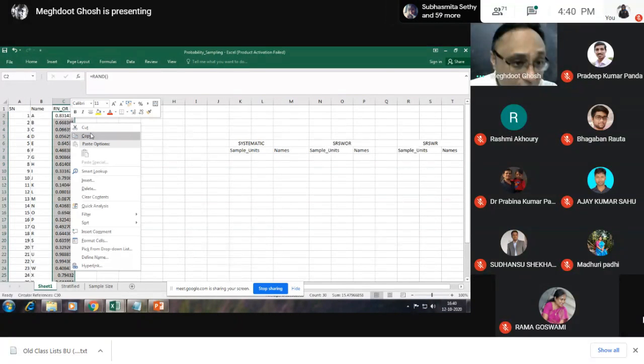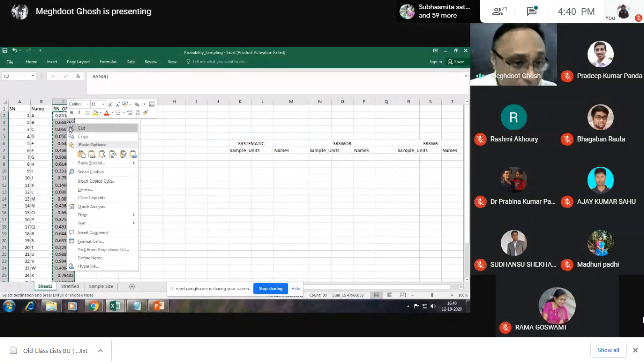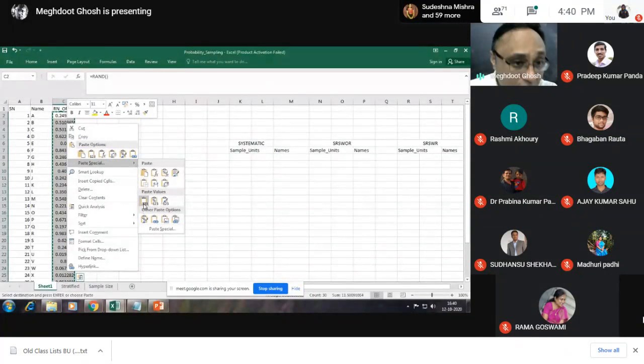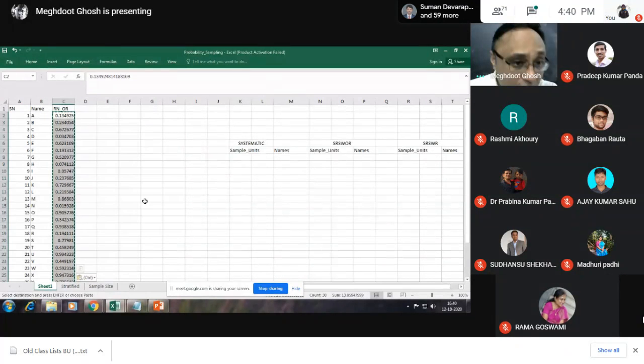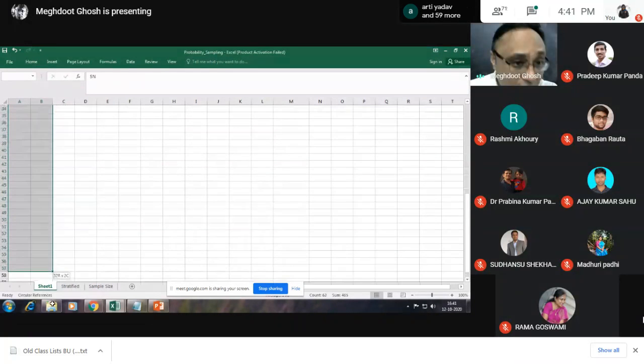Now right click, copy, and paste it in the same region, but go for paste special. Don't go for the general paste option. Paste special, go for paste values, and click and press enter. Now you press any function key on your keyboard. These numbers are fixed and these numbers are not going to change. Okay. Now see what I am going to do. You select this serial number, name, random number, and you select this total.